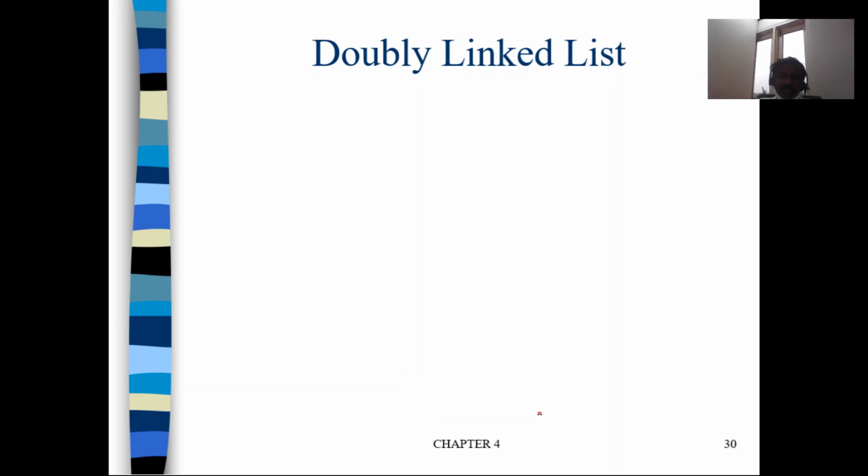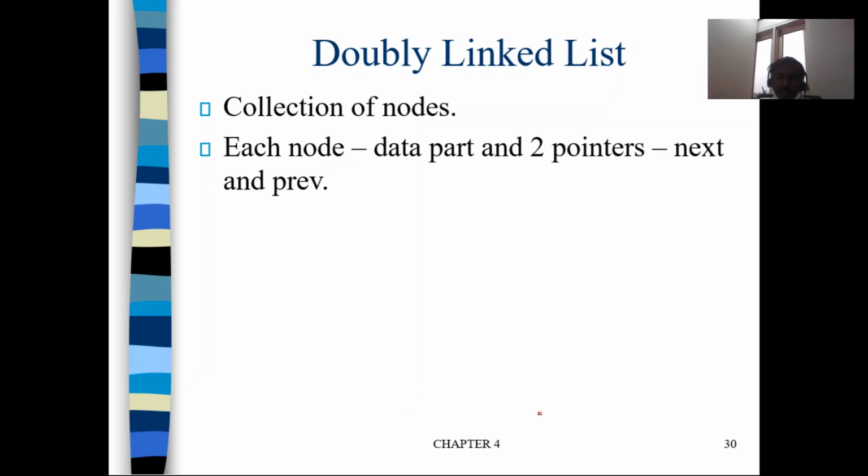See, a doubly linked list also is a set of nodes, or a collection of nodes, where each node contains 2 parts. What are they? Each node contains a data part and a pointer part, but now there will be 2 pointers. In a doubly linked list, each node will have a data part and 2 pointers. What are the 2 pointers? There will be a next pointer, and also there will be a previous pointer.